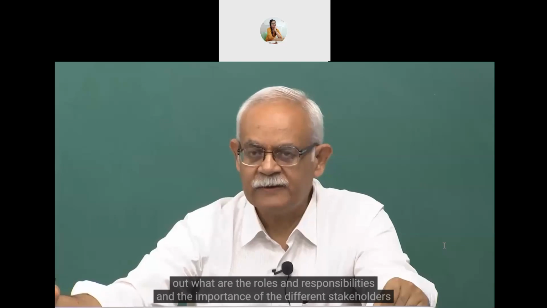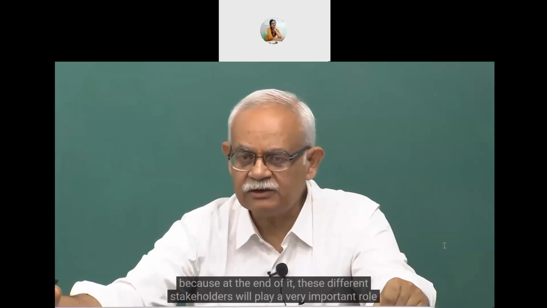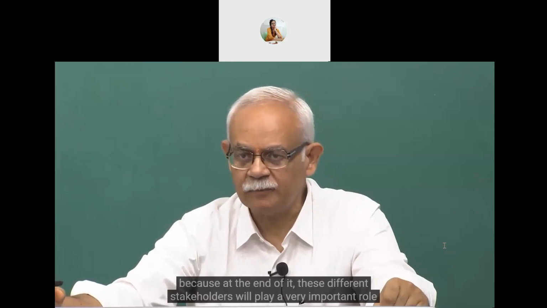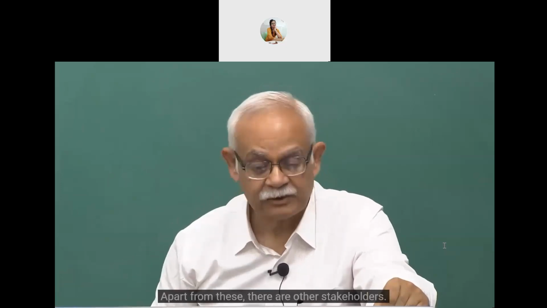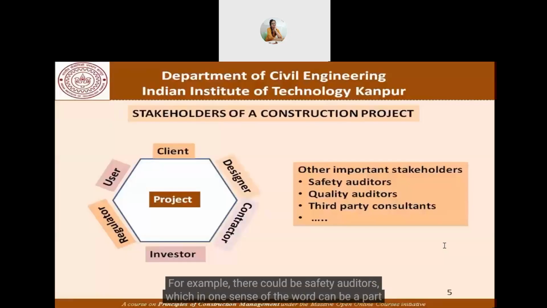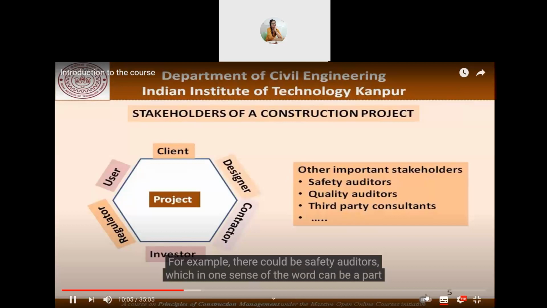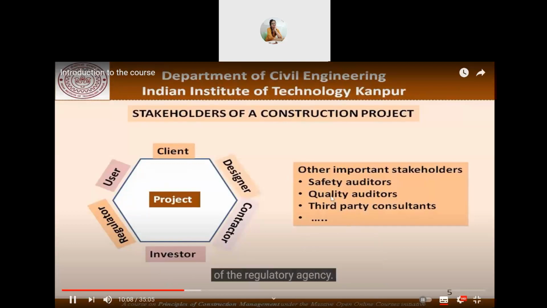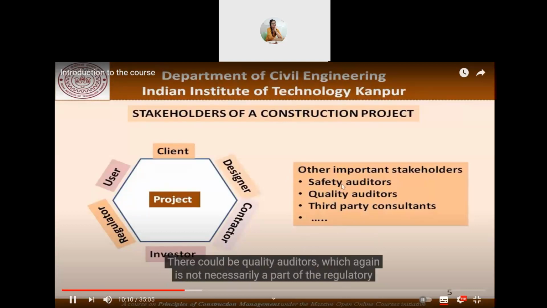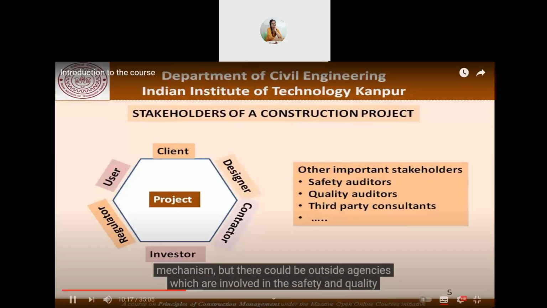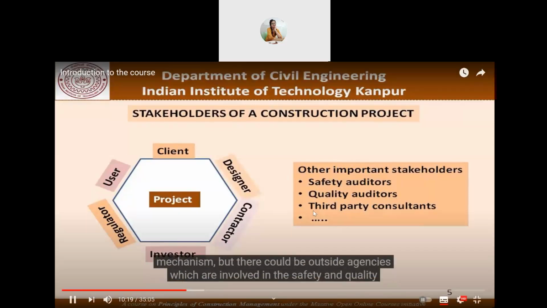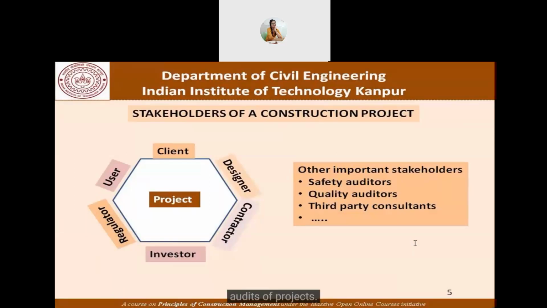Because at the end of it, these different stakeholders will play a very important role as far as management of the project is concerned. Apart from these, there are other stakeholders. For example, there could be safety auditors, which in one sense of the word can be a part of the regulatory agency. There could be quality auditors, which again is not necessarily a part of the regulatory mechanism, but they could be outside agencies which are involved in the safety and quality audits of projects.